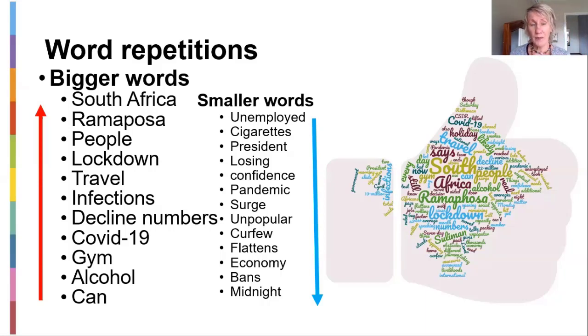So one way of looking at critical language awareness is to see which words are repeated all the time, because those are the text messages that are coming through. Then you can go and analyze those words. Ramaphosa didn't speak about all the unpopular things in that speech. He spoke about the good things: alcohol, travel, yes, look how high it is, lockdown, the infections, declining numbers, all those things he wanted to say.